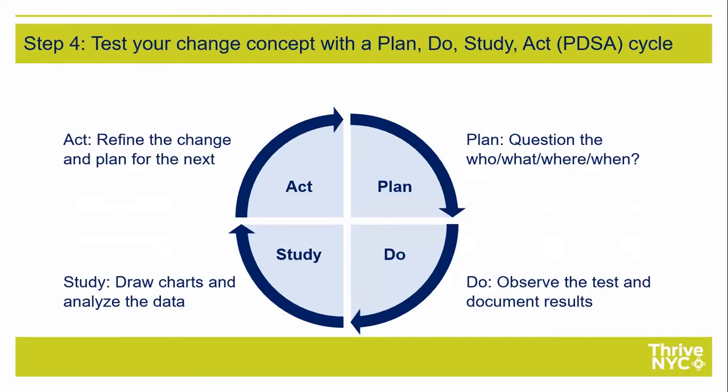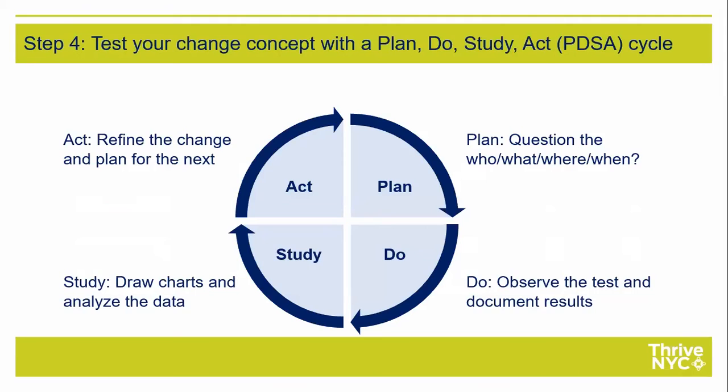All right, once you've identified your aim, identified your metrics, and then figured out exactly what you want to do with your change concept, you want to test your concept. So this is the part of the model for improvement that I think can be really valuable. Prior to launching into a full organizational change, you want to start small with a plan, do, study, act cycle.